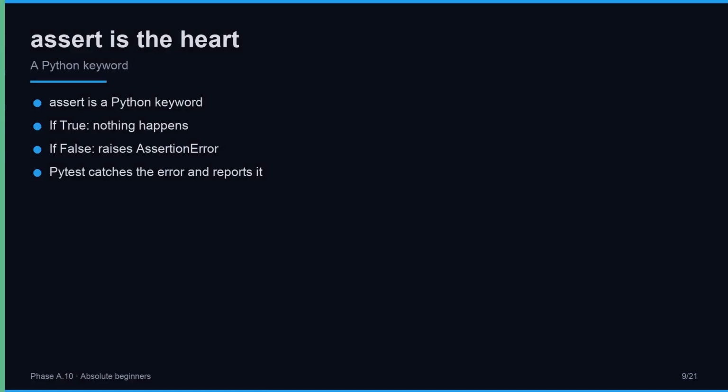Assert is the heart of every test. It is a built-in Python keyword. If the expression after assert evaluates to true, nothing happens, the test moves on. If it evaluates to false, Python raises an assertion error. Without pytest, that error would crash your program. With pytest, the runner catches the error, marks the test as failed, and moves on to the next one. Assert is how you say, this must be true, or something is wrong. The heart of every test.